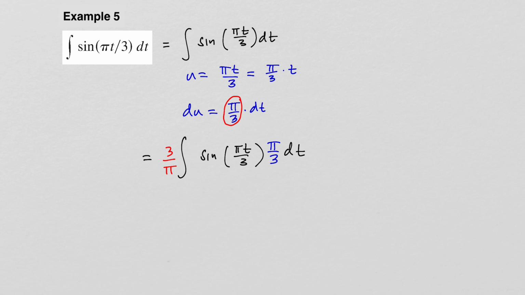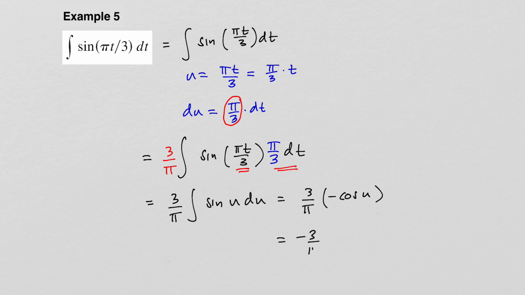But the nice thing is, we now have our u right here, and we have our du right there. And so this becomes 3 over pi integral sine of u du. And this is going to be 3 over pi. The antiderivative of sine of u is negative cosine of u. We'll factor the negative out in front of the 3 over pi. We have cosine, and then u is pi t over 3 plus c.